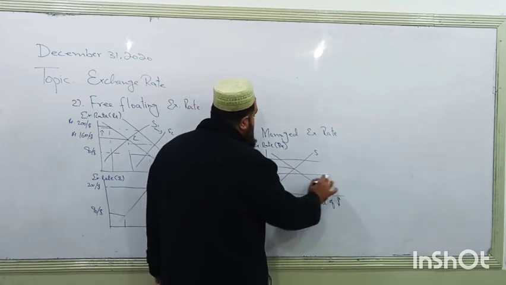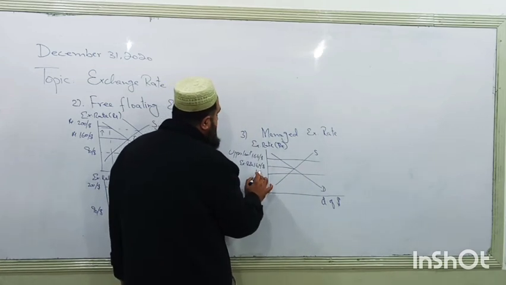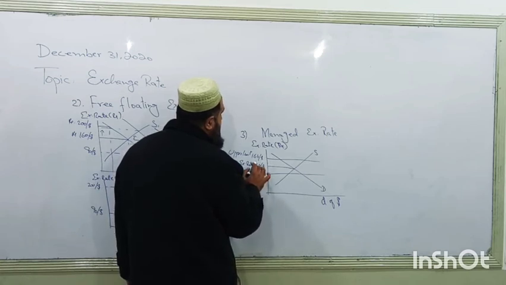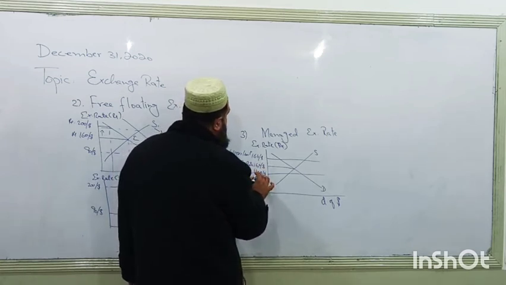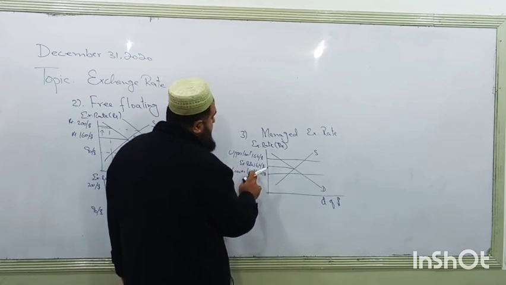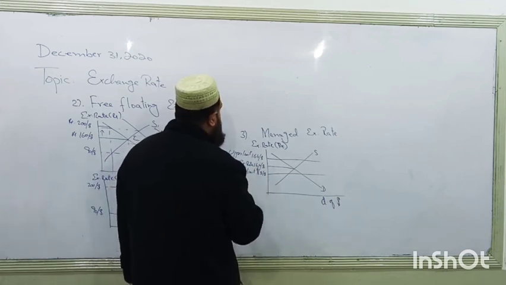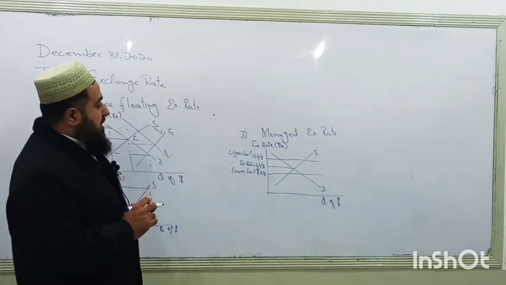And they have 158 as a lower limit. Alright, now this is our lower limit of exchange rate, 158. You can see this is in terms of rupees. Now this is our lower limit.